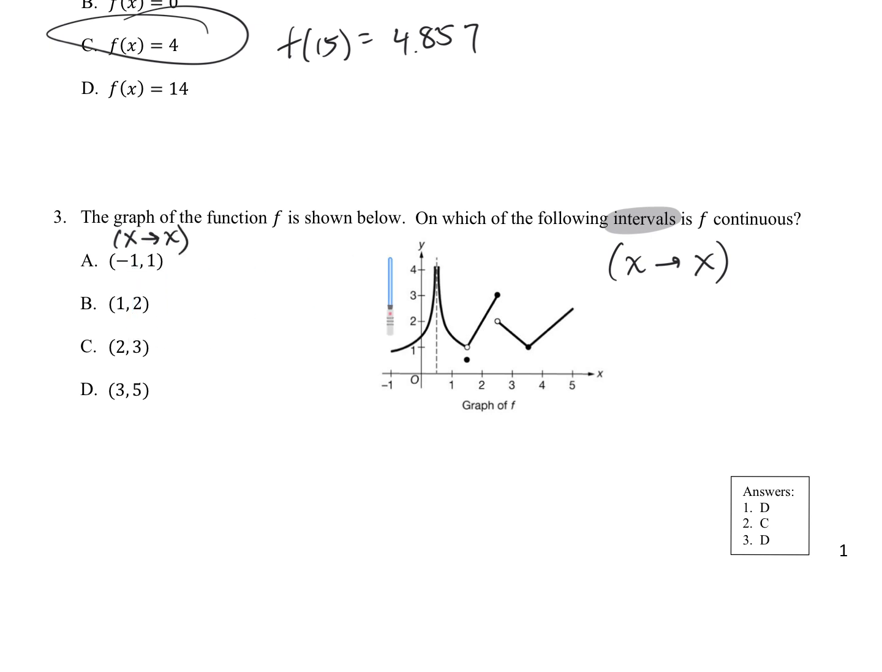So would you guys say that this graph is continuous from -1 all the way to 1? No, we've got infinite discontinuity here at like a half. So I disagree with A. How about from 1 to 2? Is the graph continuous? Nope, point discontinuity. How about from 2 to 3? What kind of discontinuity? Jump. 3 to 5, it is continuous.